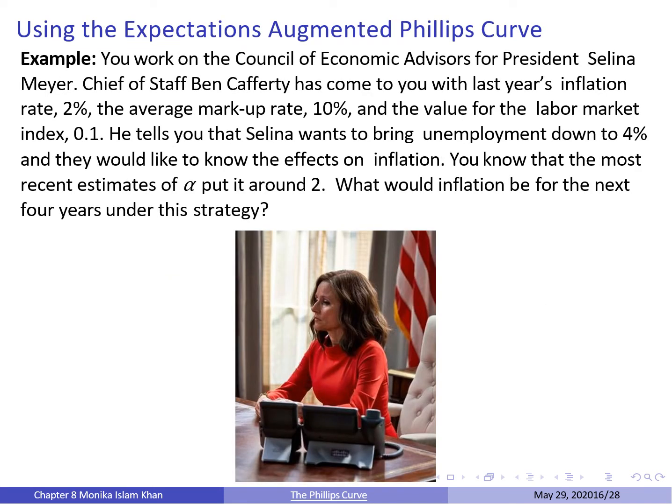Now let's use the Expectations-Augmented Phillips Curve in an example. Suppose you work on the Council of Economic Advisors for President Selina Meyer. Chief of Staff Ben Cafferty has come to you with last year's inflation rate 2%, the average markup rate 10%, and the value for the labor market index 0.1. He tells you that Selina wants to bring unemployment down to 4% and they would like to know the effects on inflation. You know that the most recent estimates of alpha put it around 2. What would the inflation be for the next 4 years under this strategy?